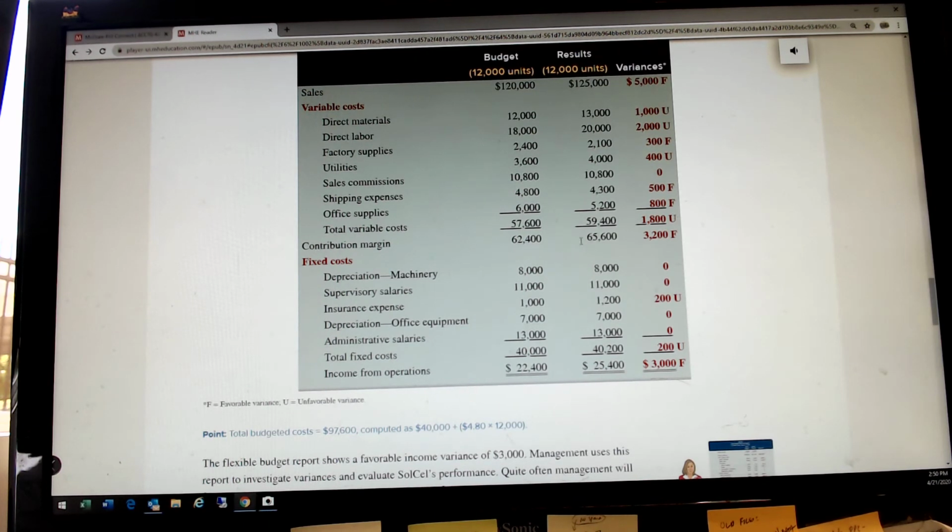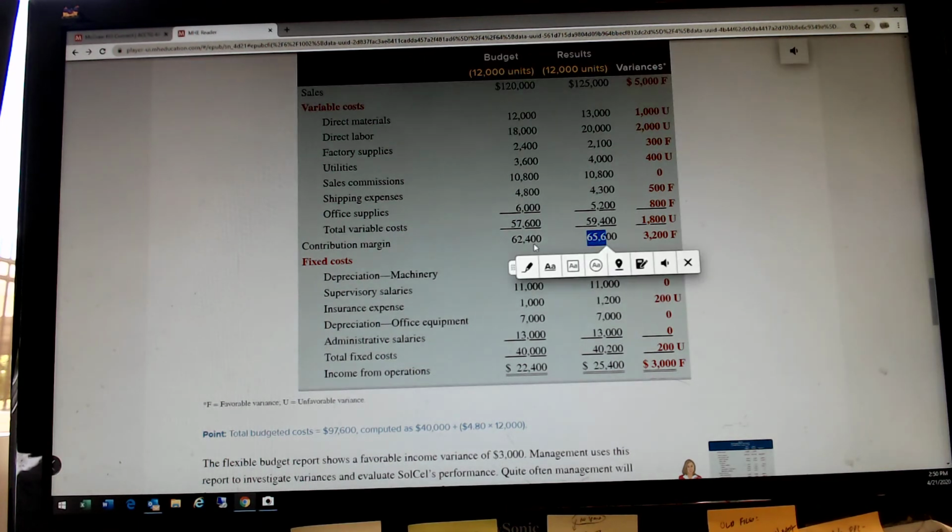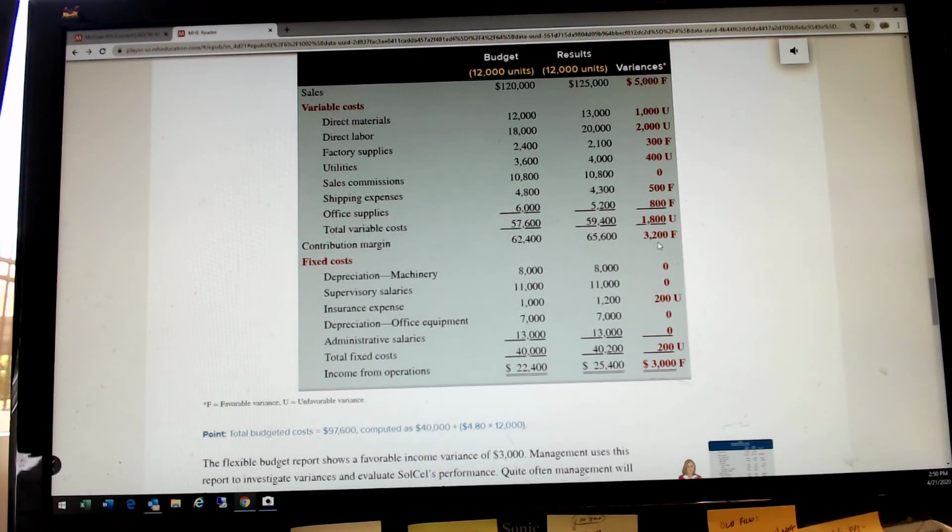So my contribution margin now, how much was my contribution margin off? And remember, contribution margin is revenues minus variable costs. Well, we were over budget. It's a little bit higher than what they said it should be. By how much? 3,200 favorable. And that's my 5,000 favorable sales minus my 1,800 unfavorable variable cost variance. Those two net to a $3,200 favorable. So it not only works across this way, but it also adds down.